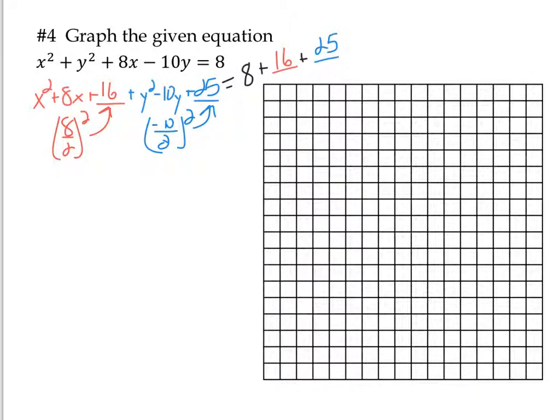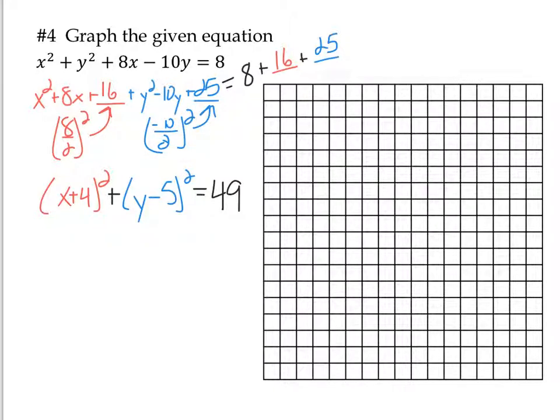Okay? And if you recall, the reason we do this is now what we have in red there, we can write as a perfect square. That is x plus 4 squared. And then we're going to have plus, now what we have in blue, y minus 5 squared. And equals 8 plus 16 plus 25. So we add all that together and you get 49. So now we've got an equation that looks like the one we saw in the last problem.